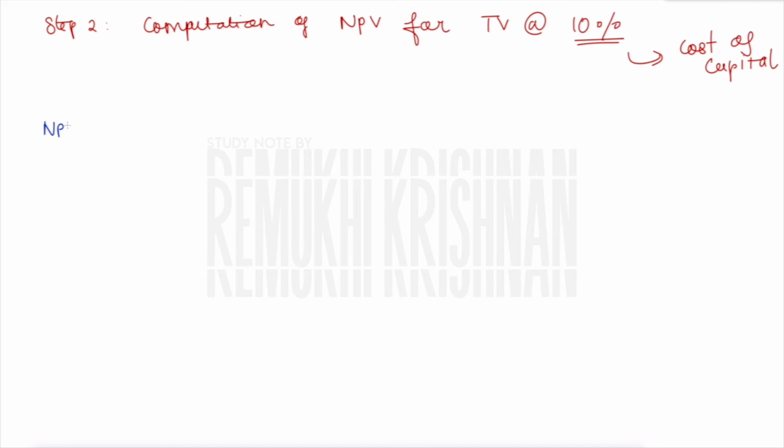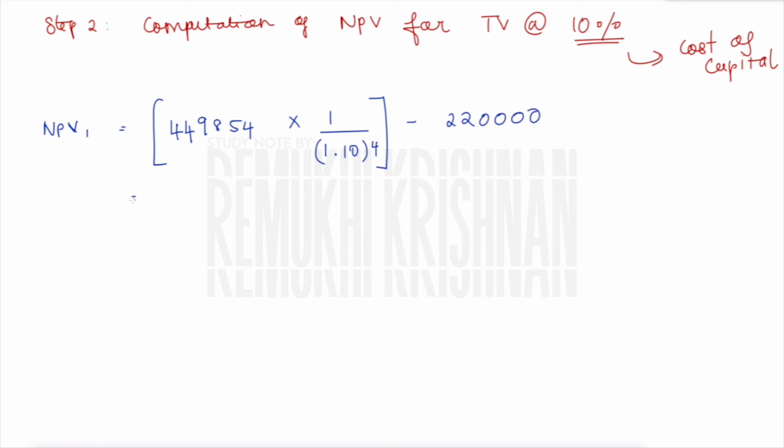Okay, net present value of project A. So net present value of project A is nothing but net present value for terminal value. We have to take the terminal value here. It is 4,49,854 into 1 plus R whole power n. Here R is your cost of capital, that is 10%, minus your initial investment, it is nothing but 2,20,000. So by solving the same, I am arriving with my NPV as 87,256.